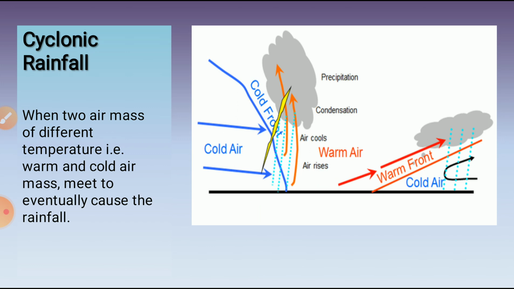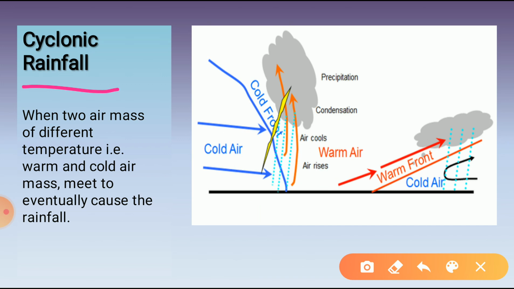There are three types of rainfall. Number one is cyclonic or frontal rainfall. So let us see what is cyclonic or frontal rainfall. When two air masses of different temperature, that is warm and cold air mass, meet, they eventually cause rainfall. Frontal or cyclonic rainfall occurs when warm air is forced over cold air. The moisture in the warm air condenses as it cools, which causes clouds and rain.